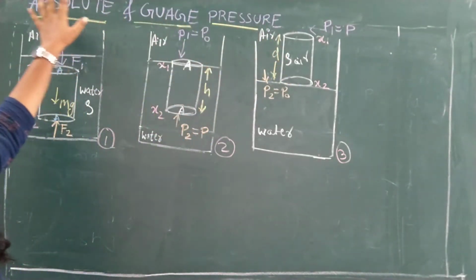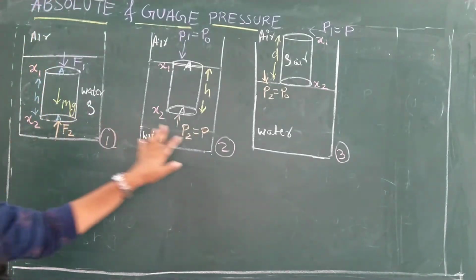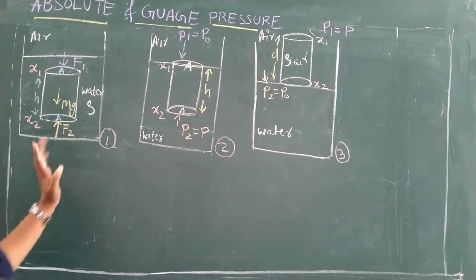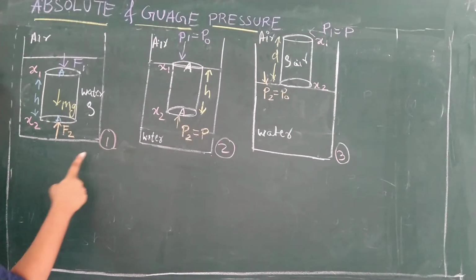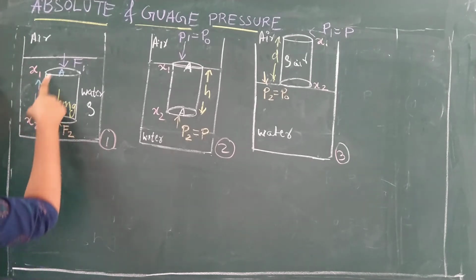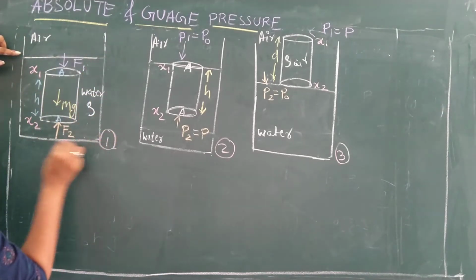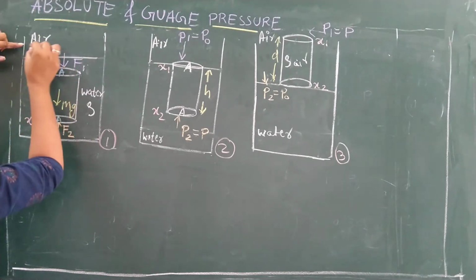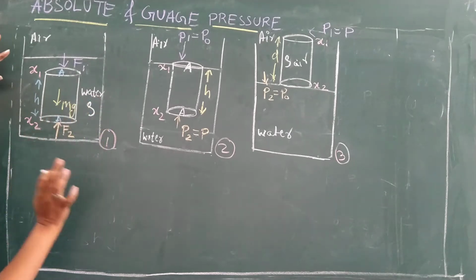So before studying about the absolute and gauge pressure, we will see three cases here. So let's take the first case. See in figure number first. You will see an imaginary liquid column. Here this is the surface of your fluid, filled in the container. Out of this there is air, and below that there is water, which we consider as a fluid.